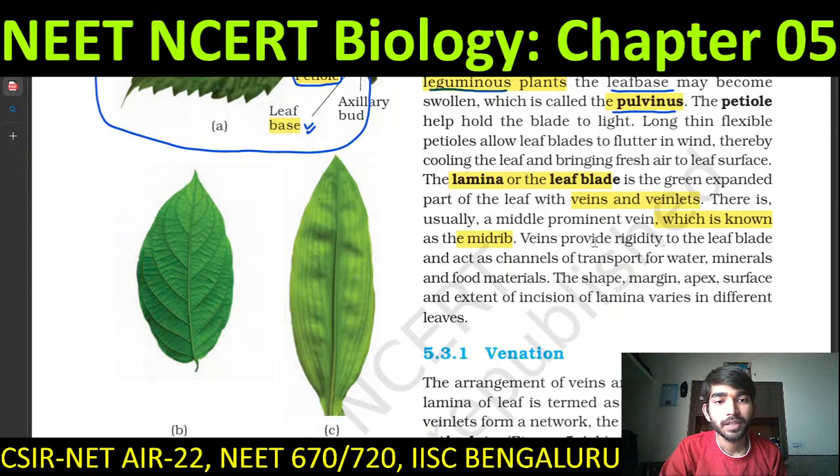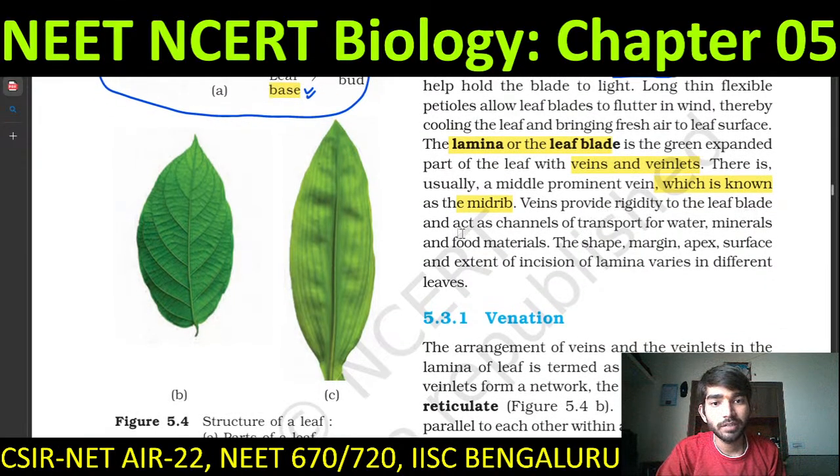Midrib. Veins provide rigidity to the leaf blade and act as channels of transport. This is very easy to understand because these are like our veins. Like our veins support the transport of oxygen and take away the carbon dioxide, similarly here they help in the movement of nutrients towards the different parts of the plant body and then removing the waste. So this is how it works in plants as well. Minerals and food material, the shape, margin, apex, surface, and extent of incision of lamina vary in different leaves.